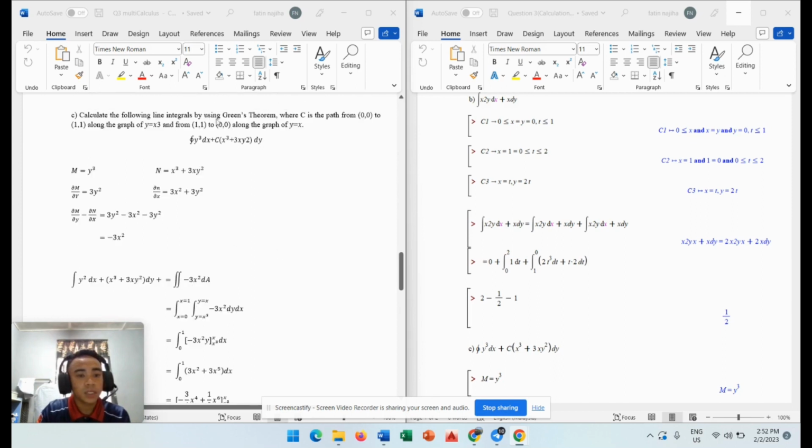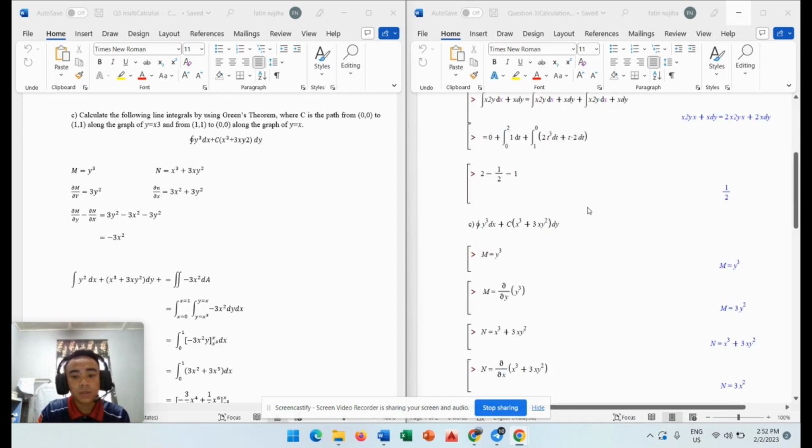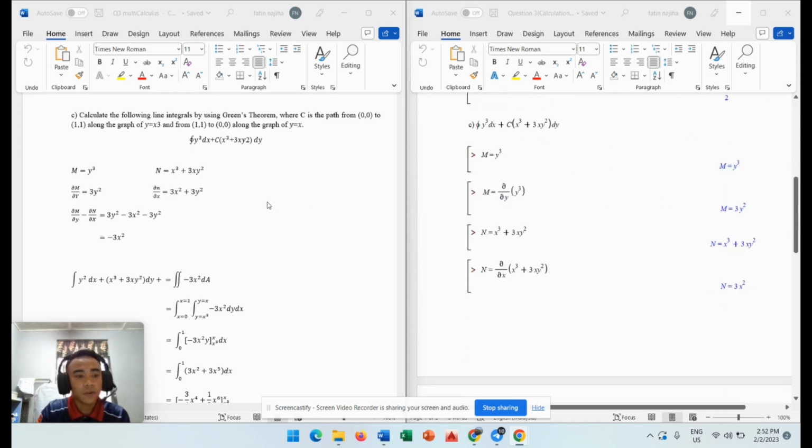Calculate the following line integral in a circle using Green's theorem. Okay, so this is the point. This is the answer. For the C, first of all, we need to find the M and N. The M is y to the power of 3, and the N is x to the power of 3 plus 3xy square.